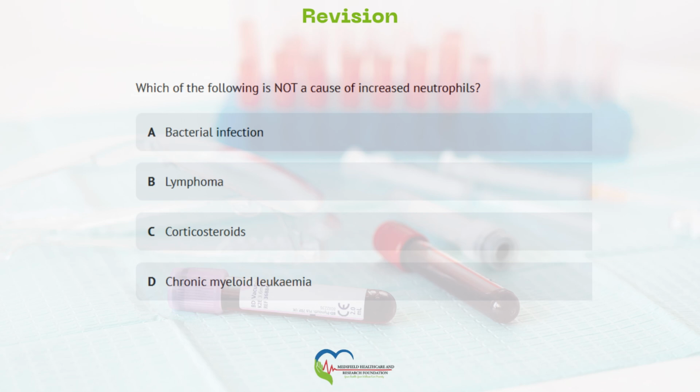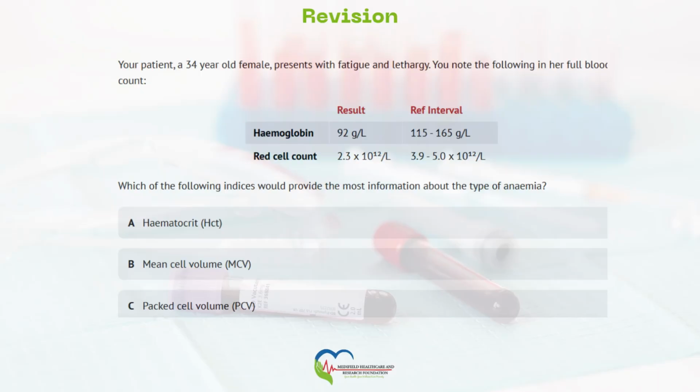Many of these I don't want to go through. Let me just go to them. Your patient, 34-year-old, presents with fatigue, lethargy. You note the following in a blood count: hemoglobin, HB, that is 9.2, and then red cell count is very low at 2.3. What do you think? Which of the following indices will provide the most information? This MCV will help you more than hematocrit here, because it will tell you the size of the red blood cells. So MCV here, I think.